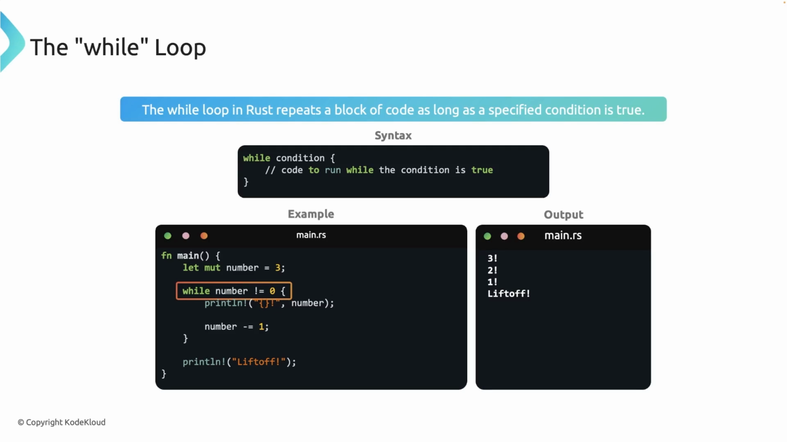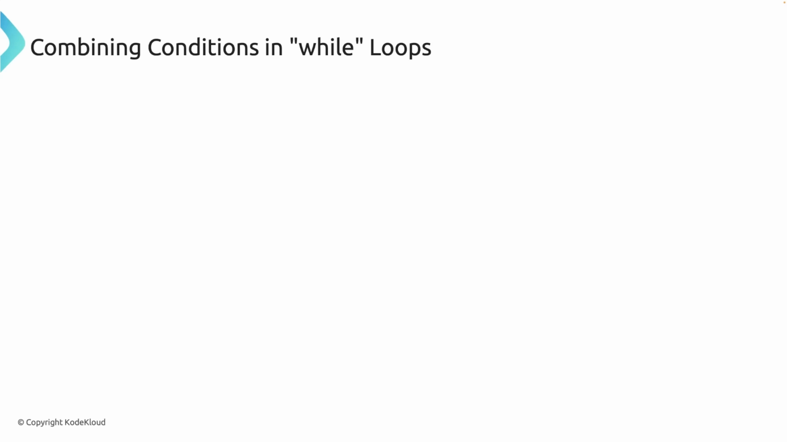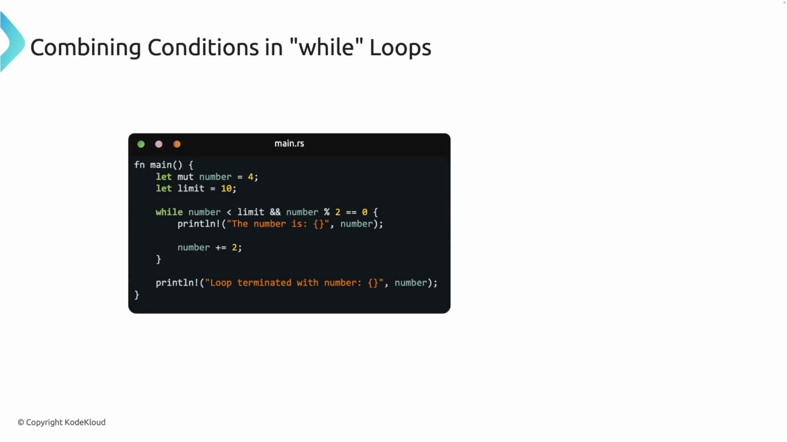So over here, we start with 3, which is not equal to 0, then 2, which is not equal to 0, 1, which is again not equal to 0, and finally, when it gets decremented to 0, the condition that the number should not be equal to 0 evaluates to false, and we come out of the loop printing liftoff. You can also combine multiple conditions using logical operators like AND and logical OR to create more complex conditions.